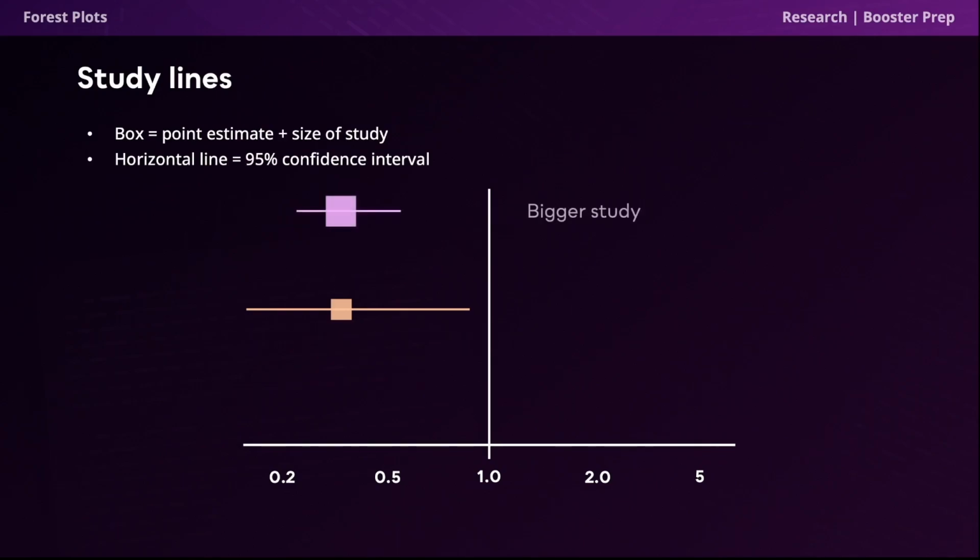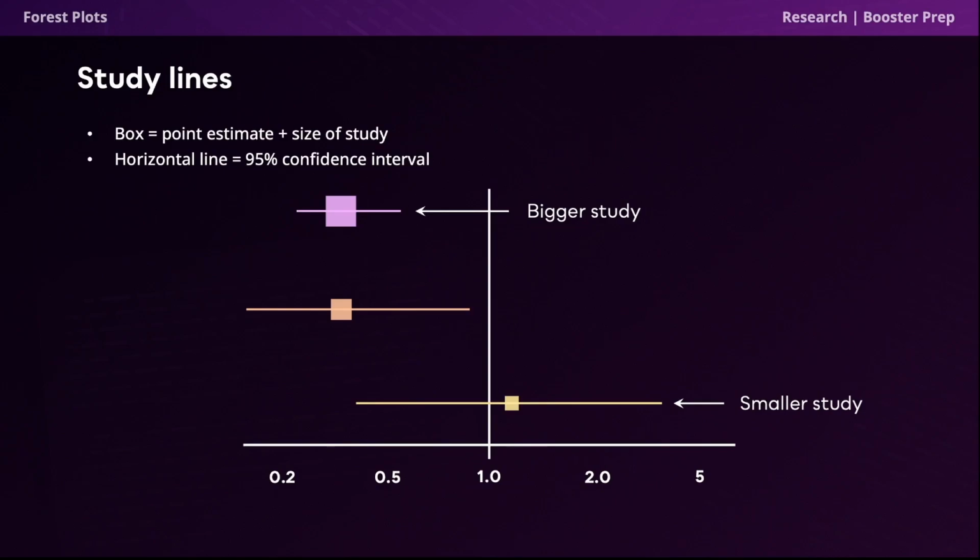As we can see, this pink study represents a large study resulting in a narrower confidence interval. Conversely, this yellow study represents a smaller study with a much wider confidence interval. Notice how the horizontal line of this yellow study crosses the line of null effect. This means that the results of this study are not statistically significant, or in other words, the p-value is greater than 0.05.